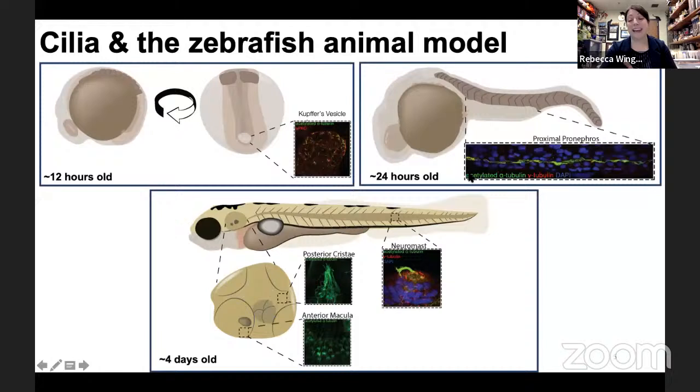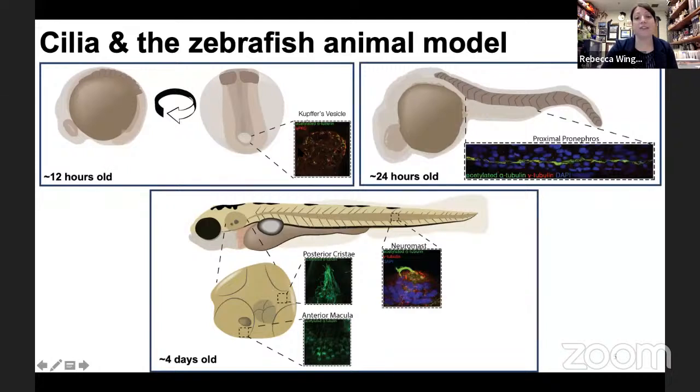So it's a fantastic model because these embryos develop outside the parent and they're very rapid. They're also quite large as embryos go. And so this means that they're very readily observed with microscopes in the lab and, because of their size, can be worked with very easily.